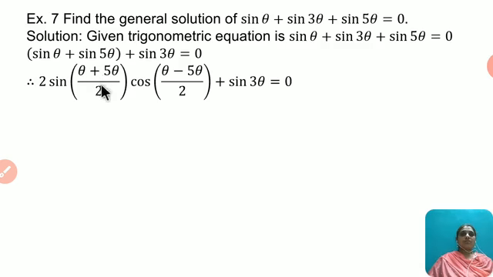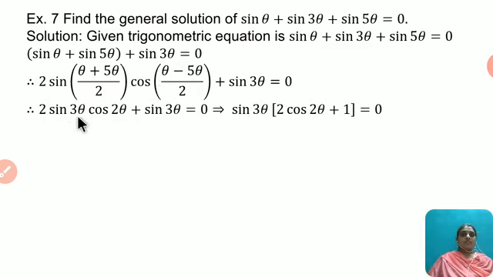Now theta plus 5 theta is 6 theta, so here we get sin 3 theta. And here we get cos of minus 2 theta, because minus 4 theta upon 2 is minus 2 theta. And cos of minus theta is cos theta, so the value of this term is cos 2 theta. Therefore we get 2 times sin 3 theta into cos 2 theta plus sin 3 theta is equal to 0. Now taking sin 3 theta as a common factor, we get sin 3 theta multiplied by (2 cos 2 theta plus 1) is equal to 0.